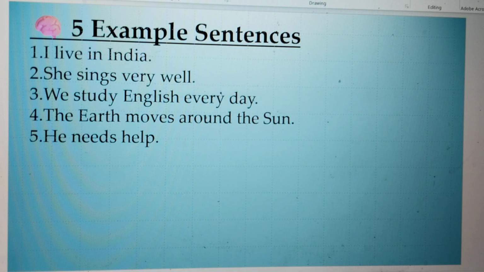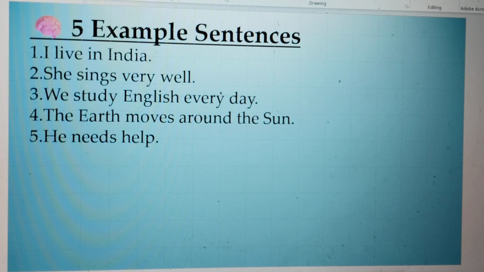Let's have some more examples. I live in India. We never say "I lives in India." We say "I live in India." So this is the right sentence. "She sings very well"? Correct. She sings very well. "We study English every day" is a right sentence. The earth moves around the sun. It's a universal truth. We have used present tense, correct. And "he needs help" is again a present tense sentence.